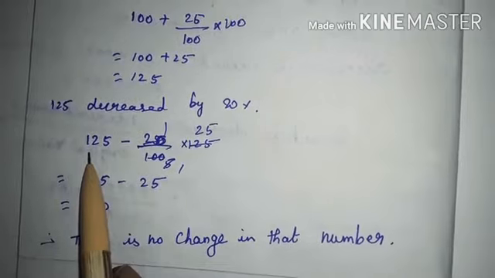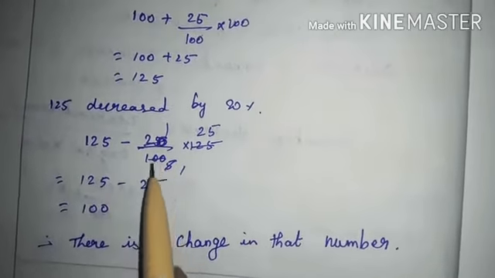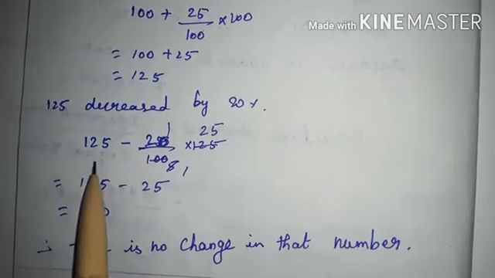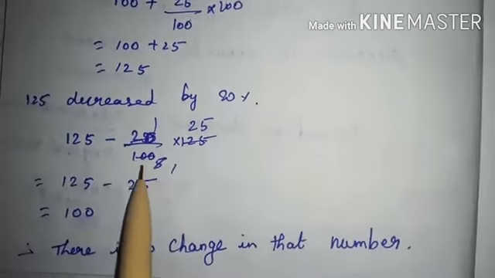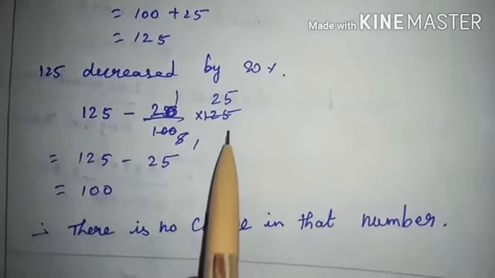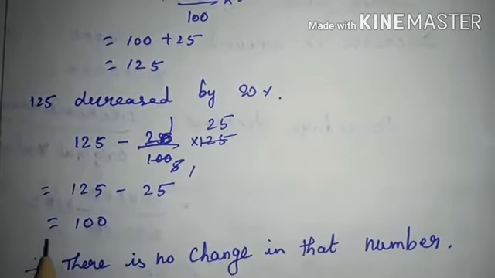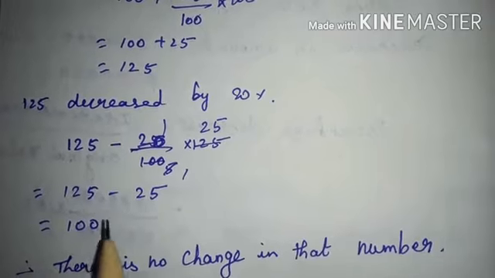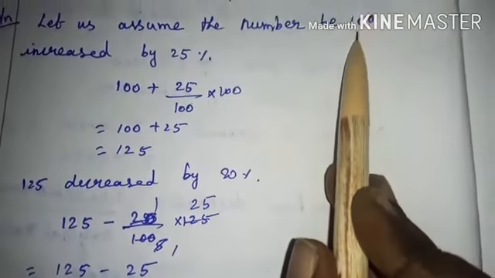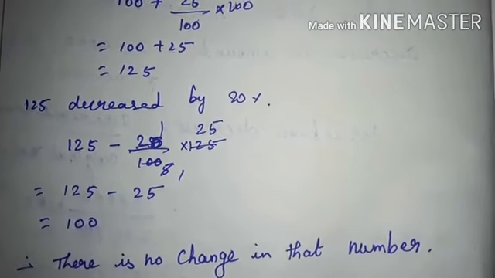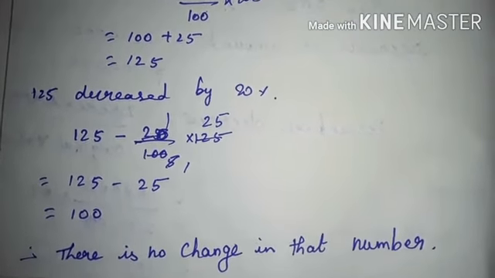That is 125 minus 20% of 125. This can be written as 125 minus 20 by 100 into 125. After cancelling it, we get 125 minus 25, that is equal to 100. First, we assumed the number is 100, and finally we get the number is also 100. Therefore, there is no change in that number.